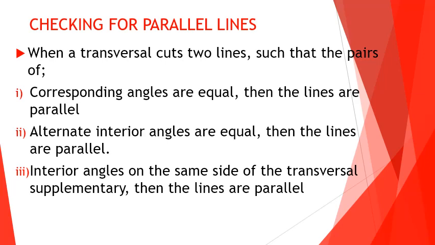So to check for parallel lines, what do we have to check? Whether the given corresponding angles are equal or not. If they are equal, we can say that the lines are parallel. Another way: if alternate angles are given, check whether they are equal or not. If the alternate angles are equal, then also we can say that the given lines are parallel. And for the interior angles on the same side of the transversal, you add them, and if the sum is 180 degrees, then also we can say that the given lines are parallel. So you should learn this properly. It will help to solve the sums.